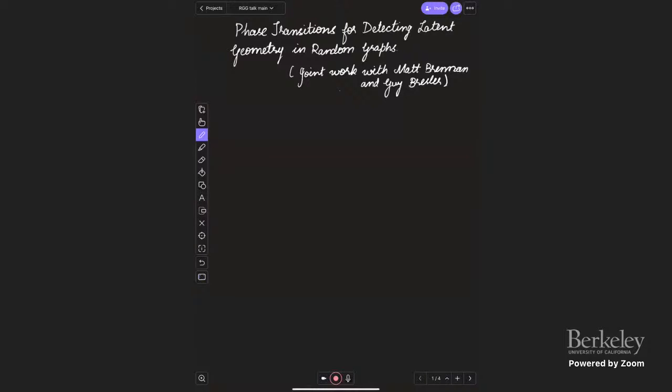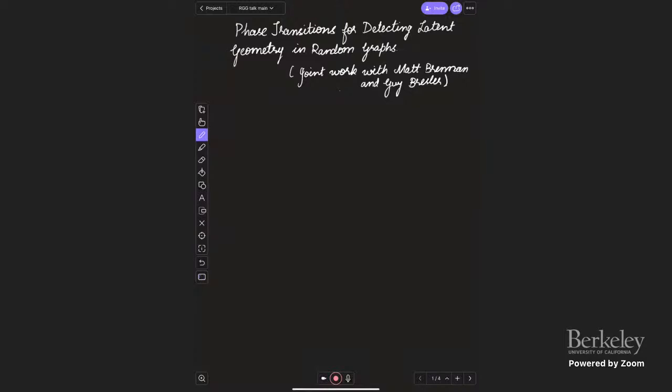I'll be talking about phase transition for detecting latent geometry in random graphs. This is joint work with my lab mate Matt Brennan and my advisor Kai Bresler. Let me first define what this whole talk is going to be about.